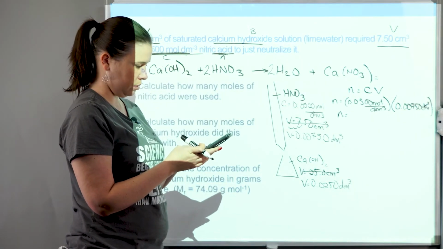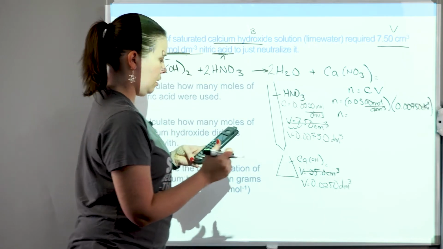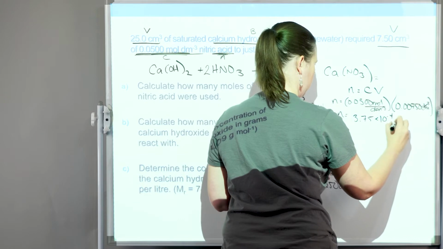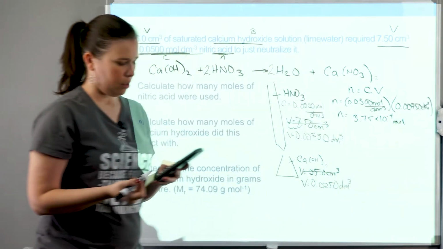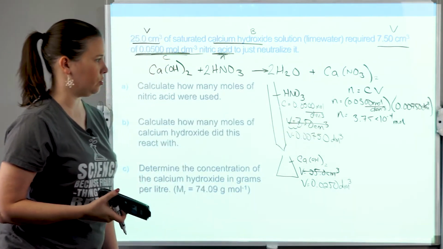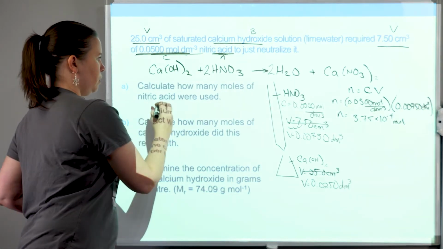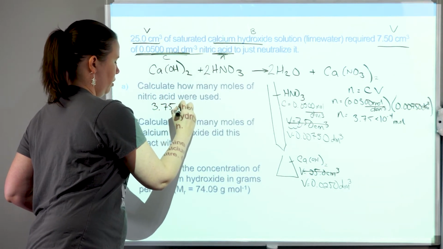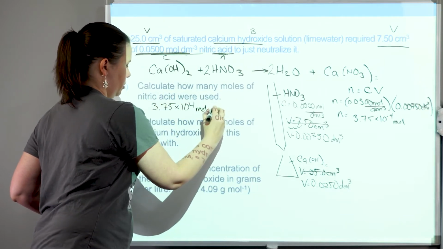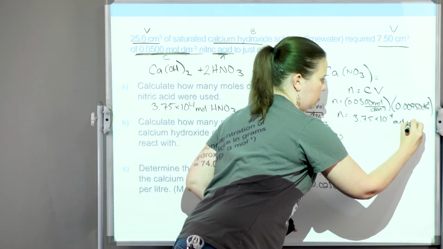We've got 0.05 times 0.0075. And I get 3.75 times 10 to the negative fourth moles. Now the calculator does say 0.000375, but IB does have a heavy preference towards scientific notation, so I'm going to go ahead and use that because it's a pretty small number. So that's going to answer my first one. 3.75 times 10 to the negative fourth. And when I'm writing my final answer, I'm going to specify moles of what? The nitric acid, or HNO3. So I really should have done that here too.